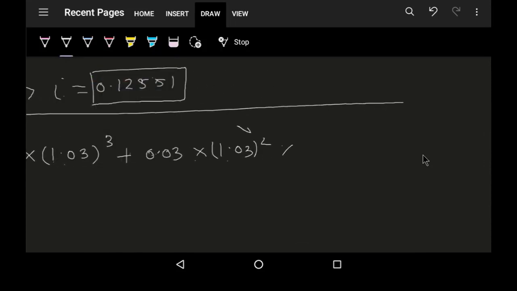Similarly, the third amount. Since the third amount is at the end of the third quarter, I will have to multiply it only by 1.03 to get it at the end of the first year. And similarly, I will not multiply anything by the end amount because it is already at the last time period.